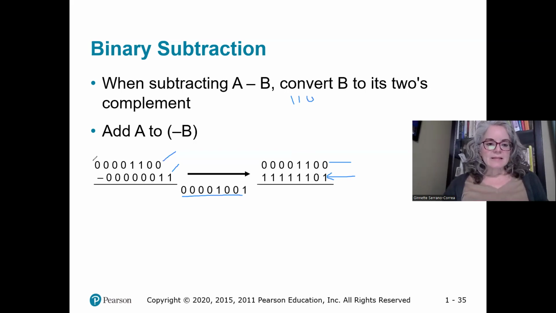So again, this is A. This is B. So they found the 2's complement of B. So the 2's complement of B is this. And then these two were added together.